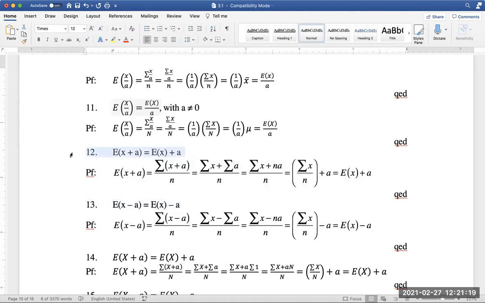Similarly, subtracting is the same as adding the additive inverse, and so 13 follows directly from 12. But let's show it anyway. This is why the proofs are the same, because they follow from each other. The expected value of X minus a is the sum of x minus a, over n. By the property of summation, this is the same as the sum of x minus the sum of a. Again, if you add a n times, you just get n a. Divide each term in the numerator by the denominator n. You should get the sum of x over n, which is the expected value of x, minus n a over n. The n's cancel, so minus a. And that's what you wanted to show.